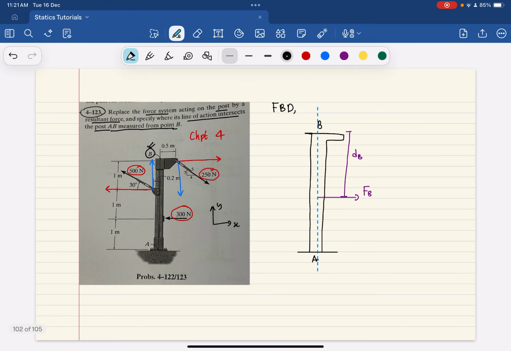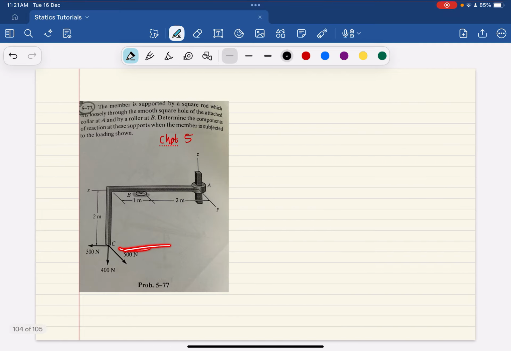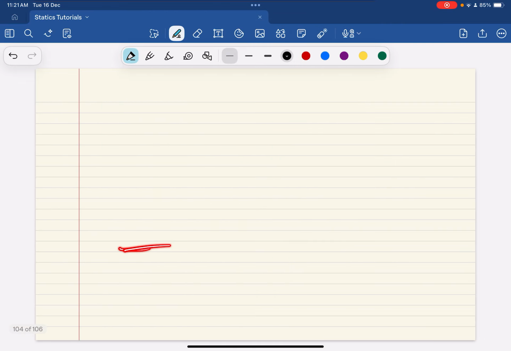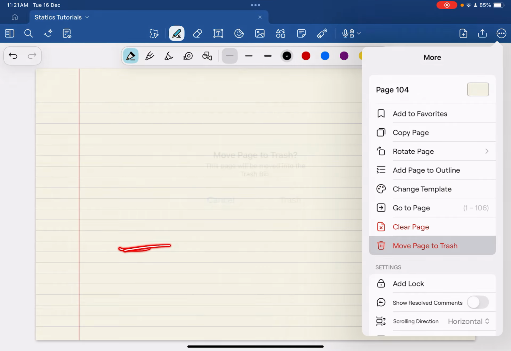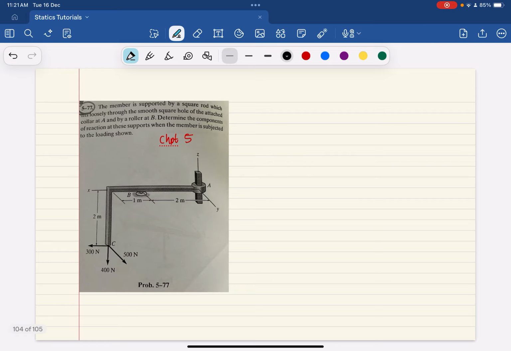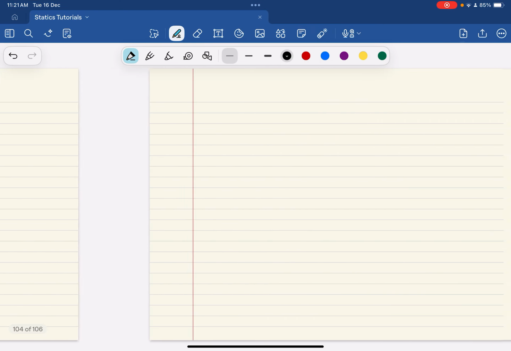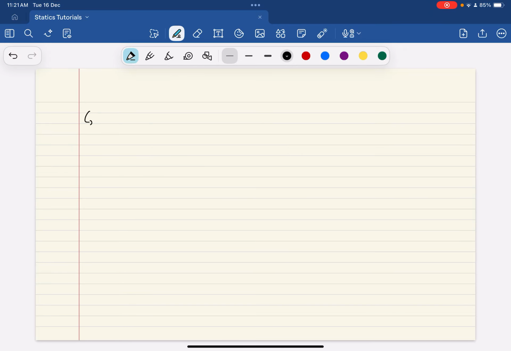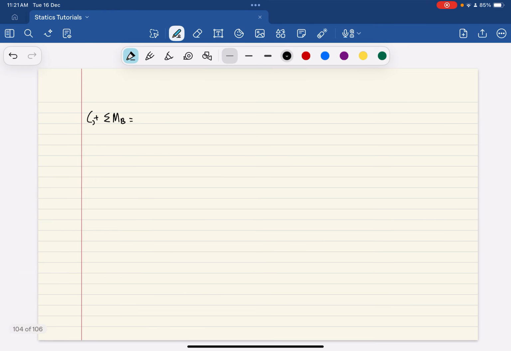You got the force magnitude and the direction, but we need to also find the distance. We need to find what is the dB, right? How are we going to do that? Well, the best way to do it is to take the moment at point B, because the question strictly wanted it at point B. So let's take the moment at point B, and let's say counterclockwise is positive.